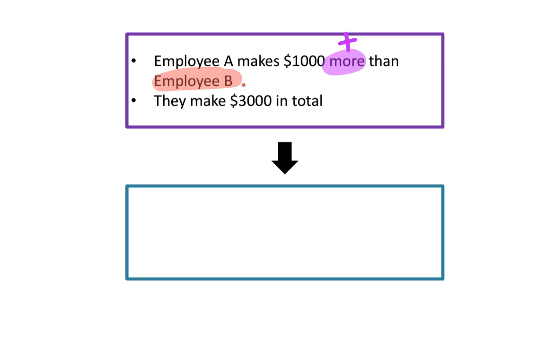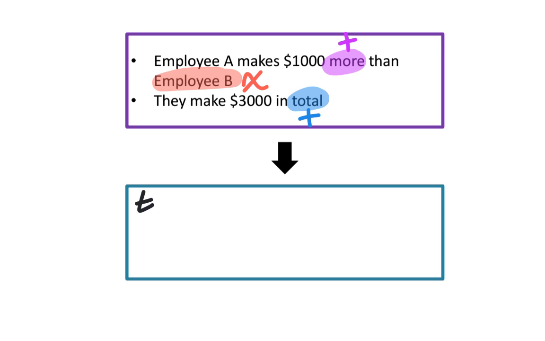I'm going to use the variable of x. Now, you might be wondering, why am I not using a variable for employee A? It's because employee A is comparing themselves to employee B. And last, the word total can be represented with an addition sign. We're going to have to use some rough notes when putting this together.